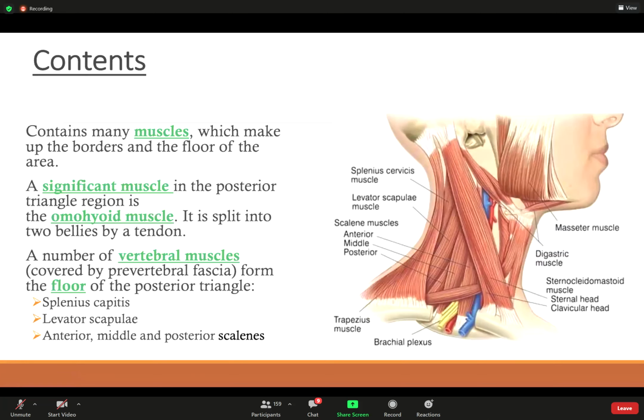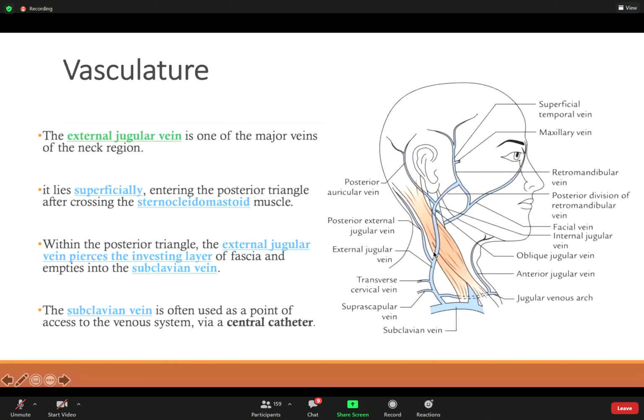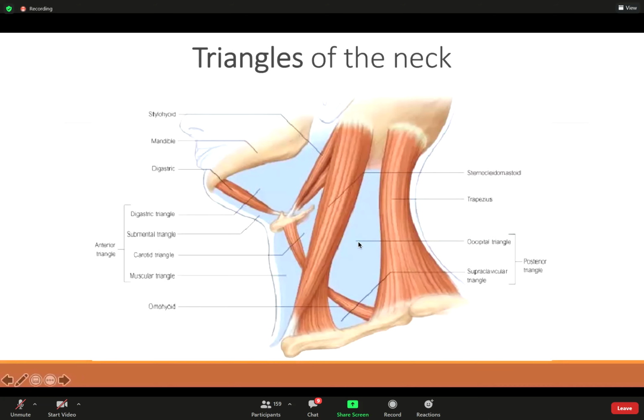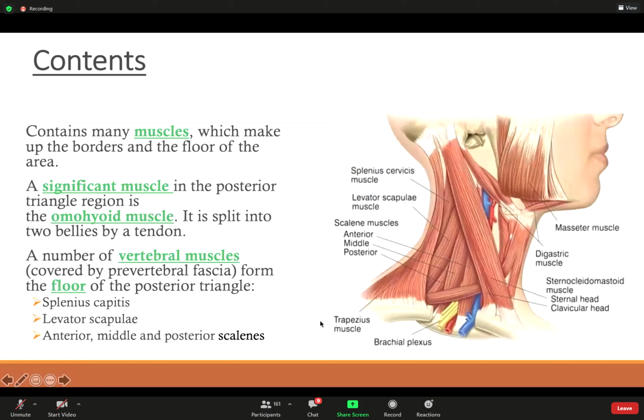A very important muscle that is found in this region is the omohyoid muscle. Why the omohyoid muscle? Because this omohyoid muscle divides the triangle into two other triangles. As I told you, and as I showed you in the previous slide, one is called the occipital triangle, and the other one is called the supraclavicular triangle. So anything above this omohyoid muscle is called the occipital triangle. Anything below it is called the supraclavicular triangle.